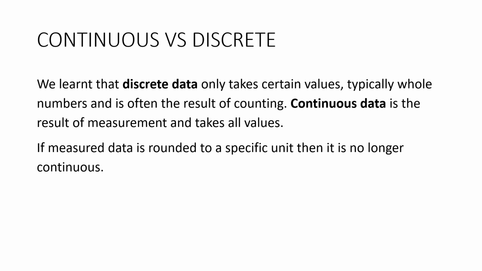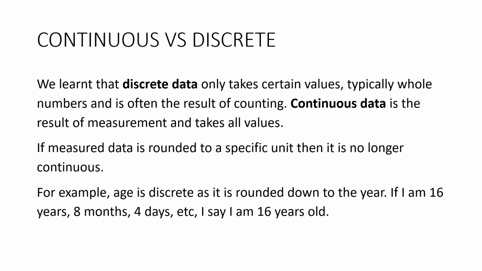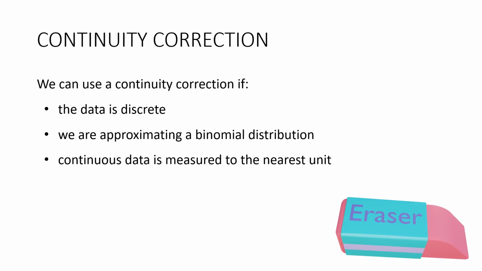A really good example of this is age, because we say, I am 16 years old. We don't say, I am 16 years and 8 months and 4 days and 7 hours, etc. So age is discrete. And so there's one other time we can use a continuity correction. That's with continuous data that is measured to the nearest unit.